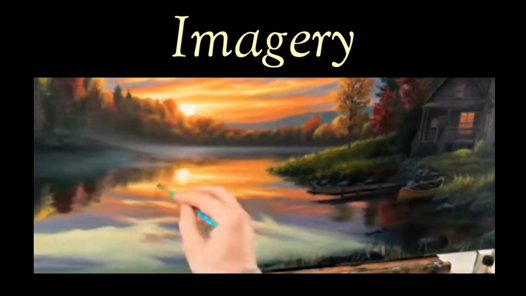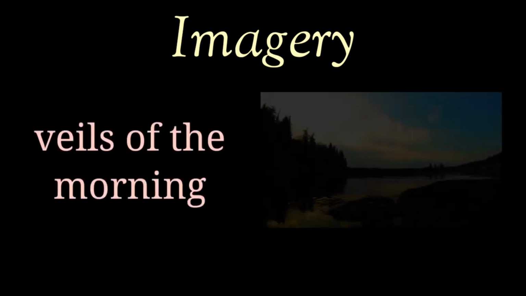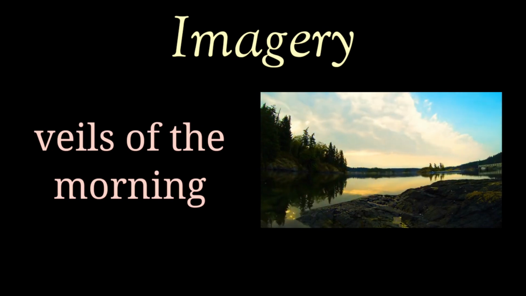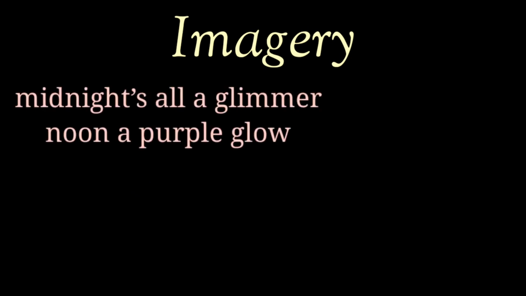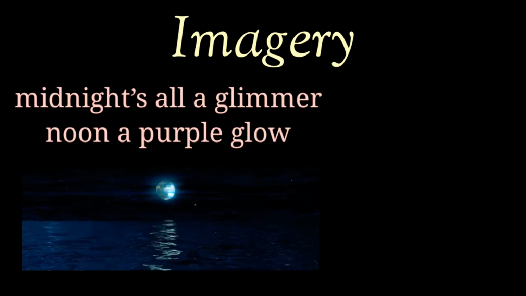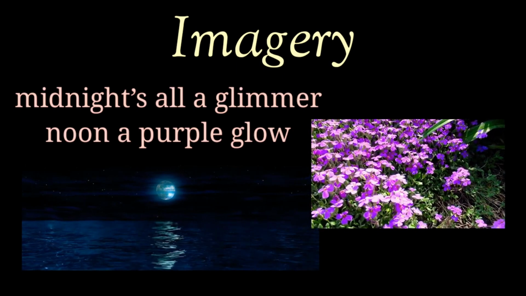The poet has made abundant usage of imagery in order to paint a picture of the place he desires to go. The first imagery that the poet has used is in the phrase veils of the morning. It refers to the morning sky with clouds. This appeals to our sense of sight. When we read the phrases midnight's all a glimmer, noon a purple glow, these create an image of a dreamland in our mind, where the sky is lit with stars at night and purple blossoms spread an ethereal beauty during the day.